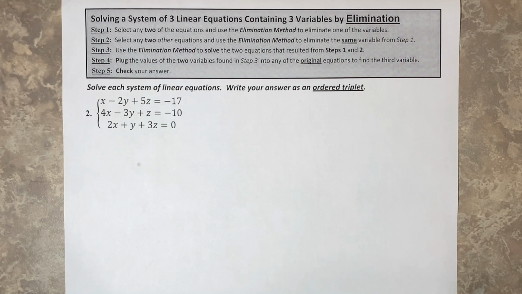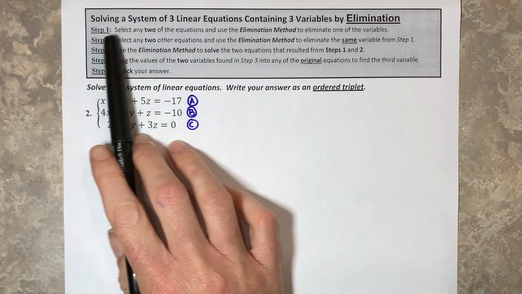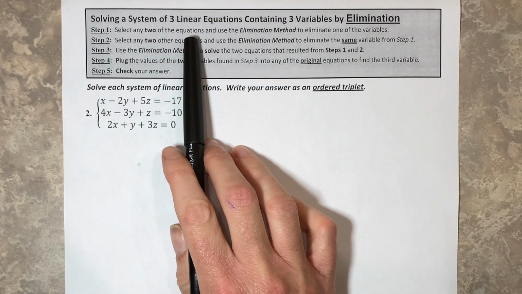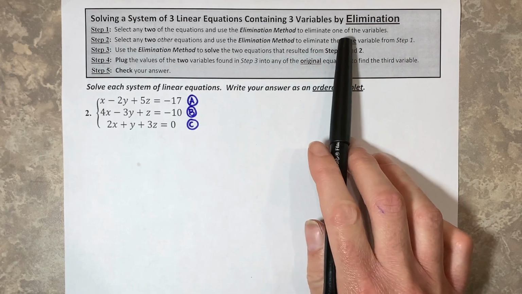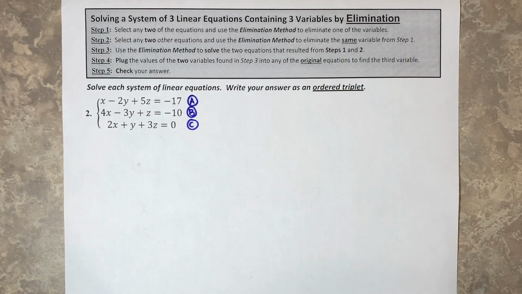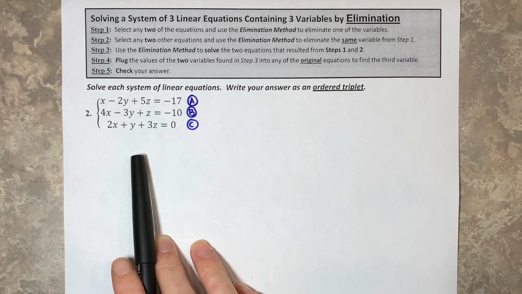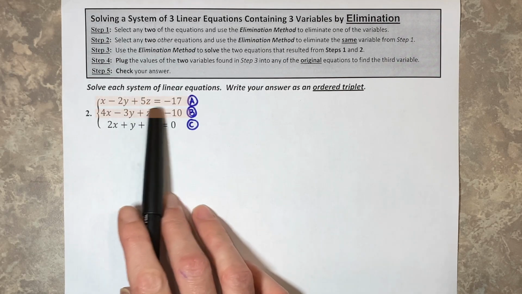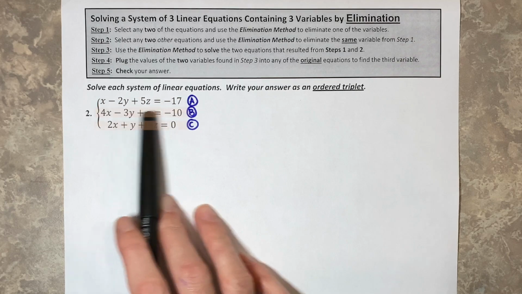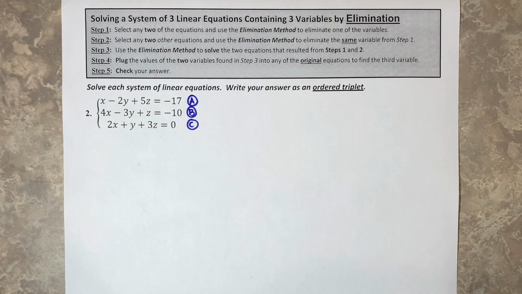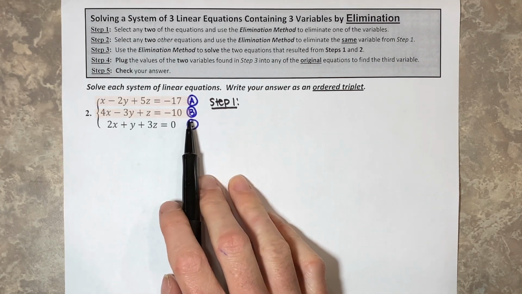First, I'm going to label our equations A, B, and C just to help stay organized. Now, for step 1, we can select any two of the equations and use the elimination method to eliminate one of the variables. So we have lots of flexibility with step 1. To start, we just need to pick any two equations. It doesn't matter which two you pick, so you could pick A and B, or A and C, or B and C. Any of those pairs will work. For step 1, I'm just going to randomly decide to pick equations A and B.